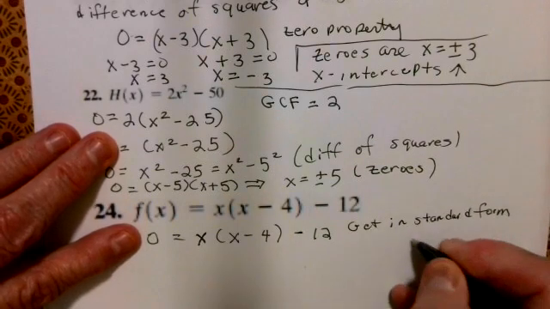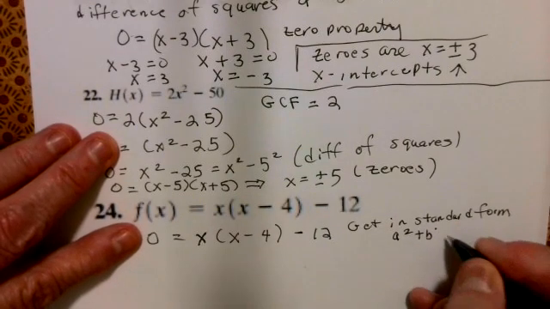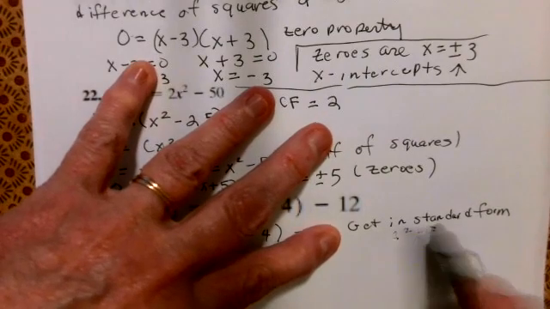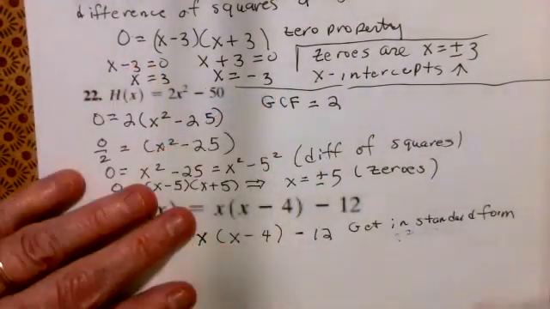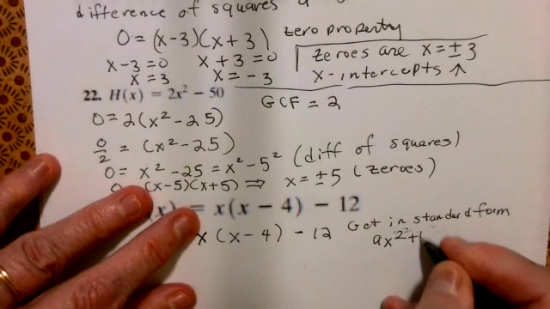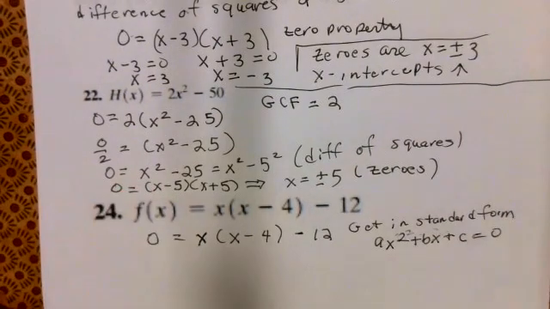And remember that standard form is a times x squared plus bx plus c equals 0.